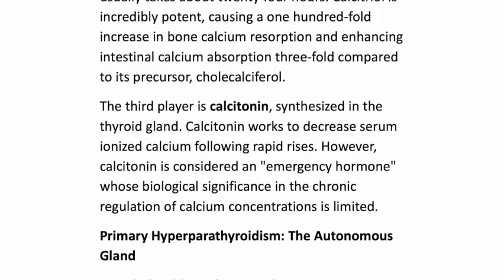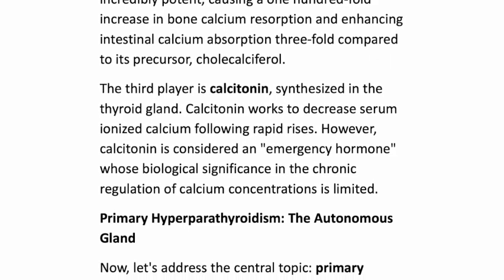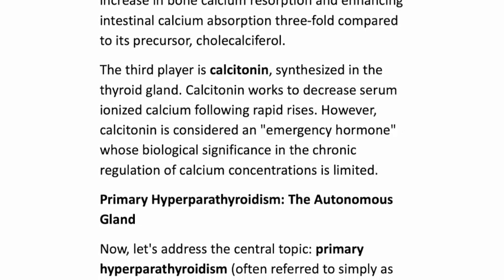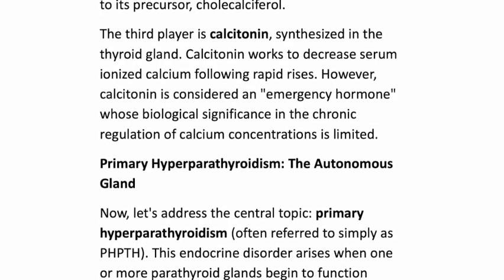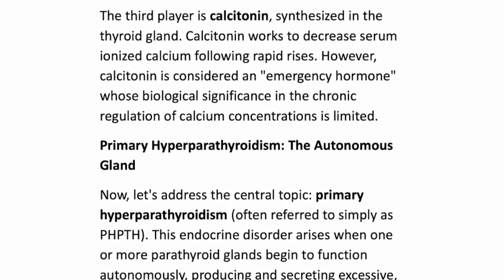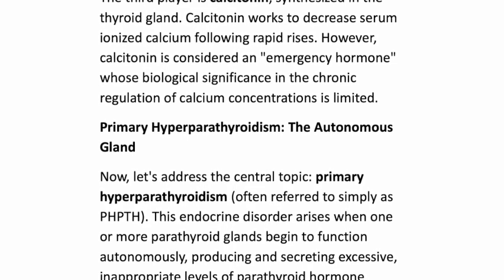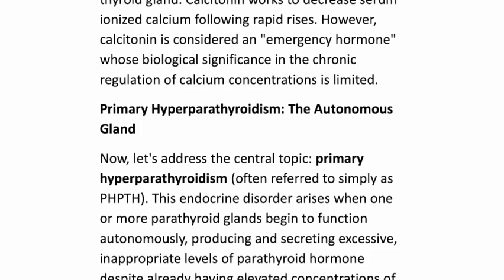The third player is calcitonin, synthesized in the thyroid gland. Calcitonin works to decrease serum ionized calcium following rapid rises. However, calcitonin is considered an emergency hormone whose biological significance in the chronic regulation of calcium concentrations is limited.